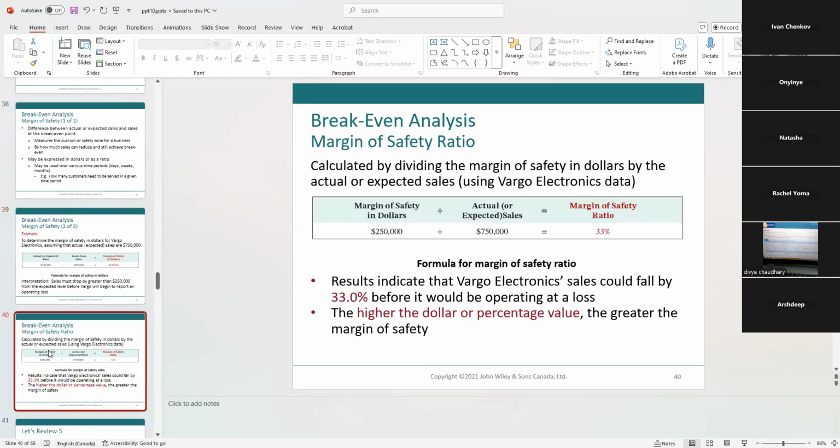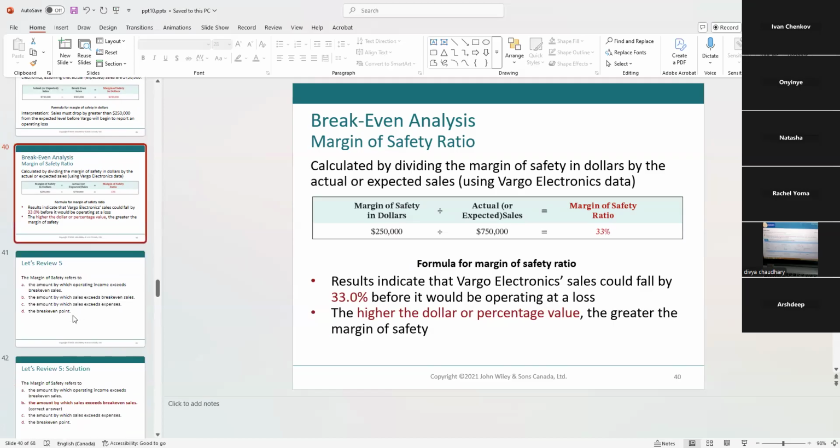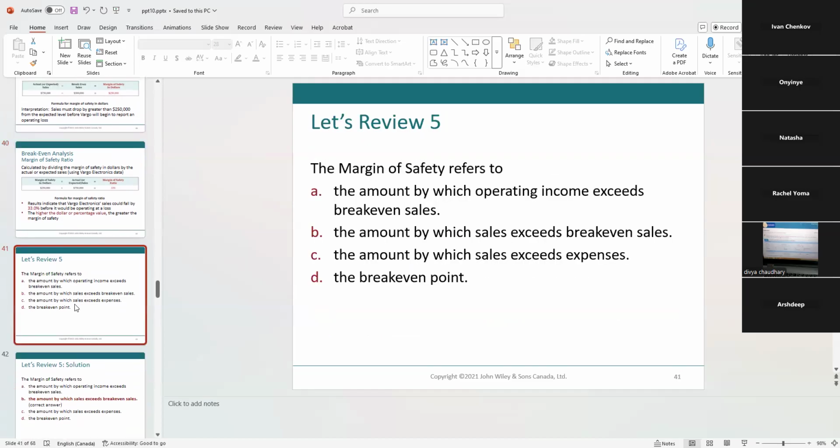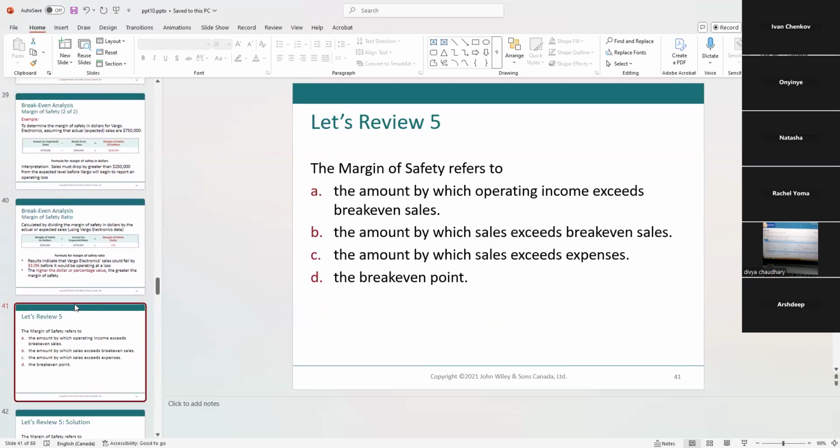I can express it as a percentage. That will be the difference divided by the actual sales. That's going to be 33%. So my sales can drop by 33% before I reach the break-even point. So tell me how I'm calculating this, or what the margin of safety refers to.